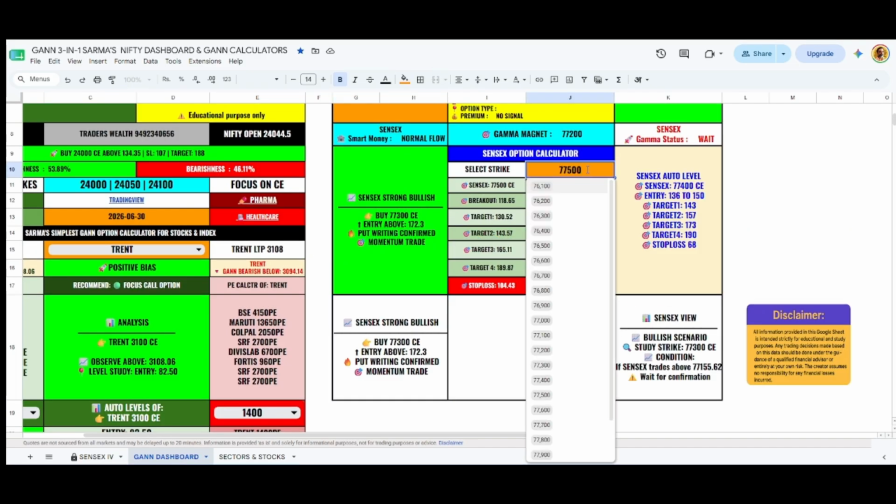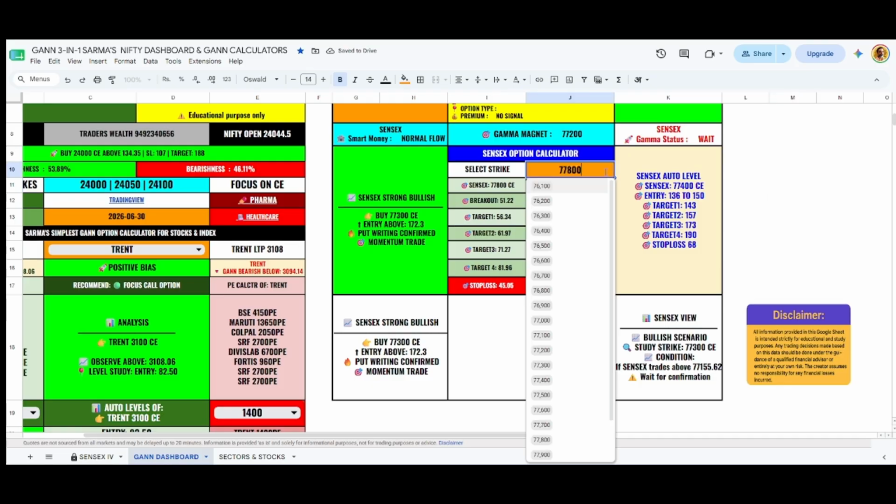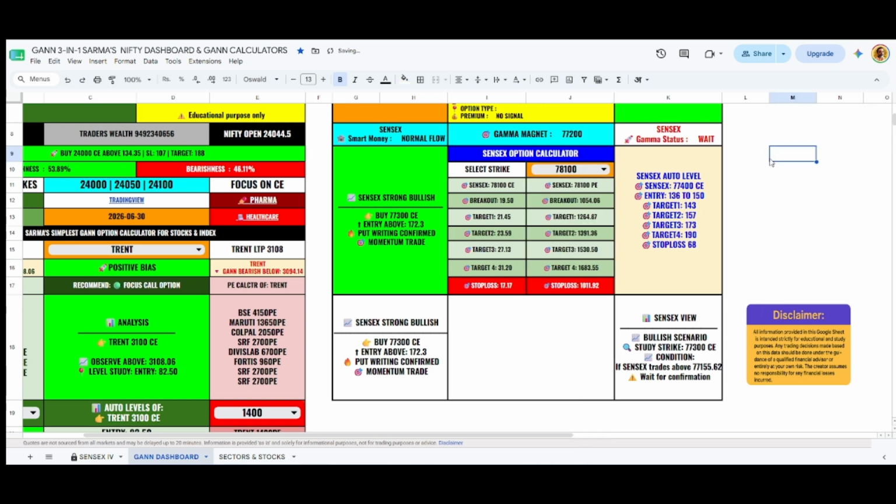It is very useful, and you can trade with it on the mobile also. So once you select a strike price of your choice, or you can select your own strike prices, it will let you know where the breakout is and where to buy. Everything is given over here.